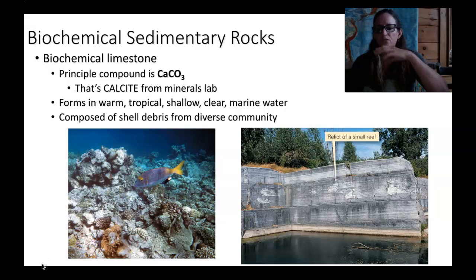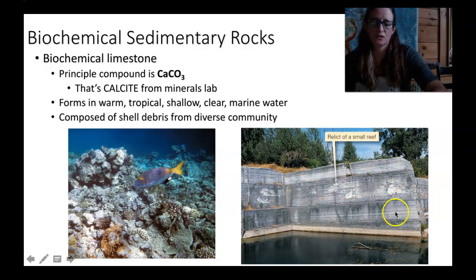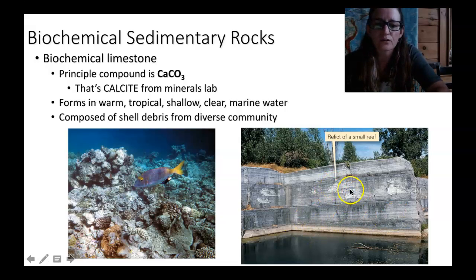There's an image there of little parrotfish gnawing at the corals. And then it's going to look like what you see in this quarry wall here. In the quarry wall, you have layers and layers of limestone horizontally deposited, and these little mounds are their reef structures.